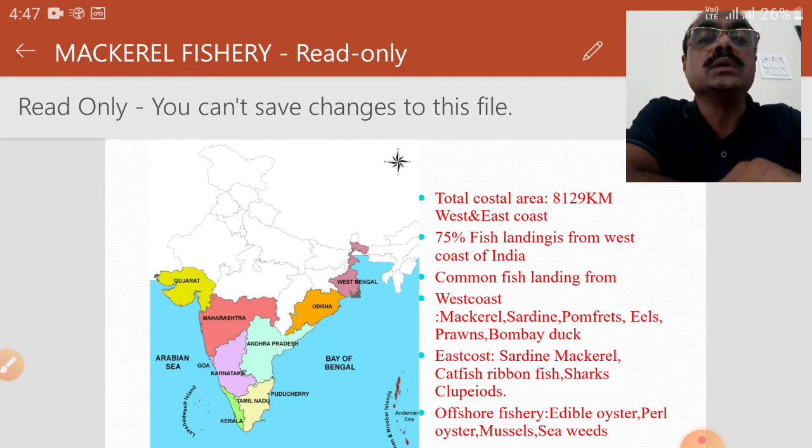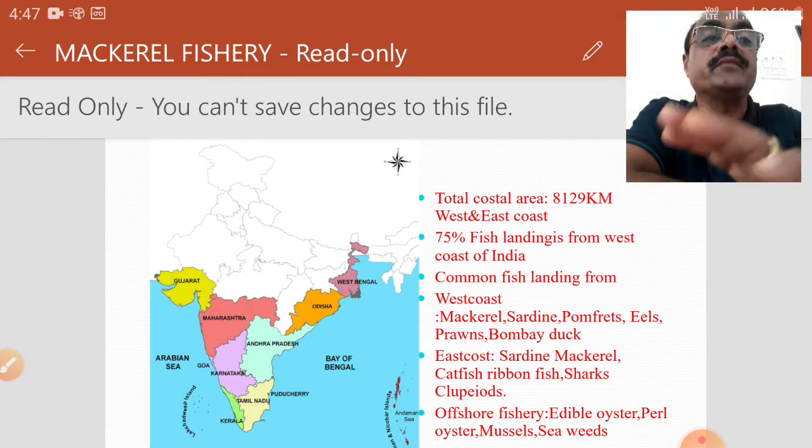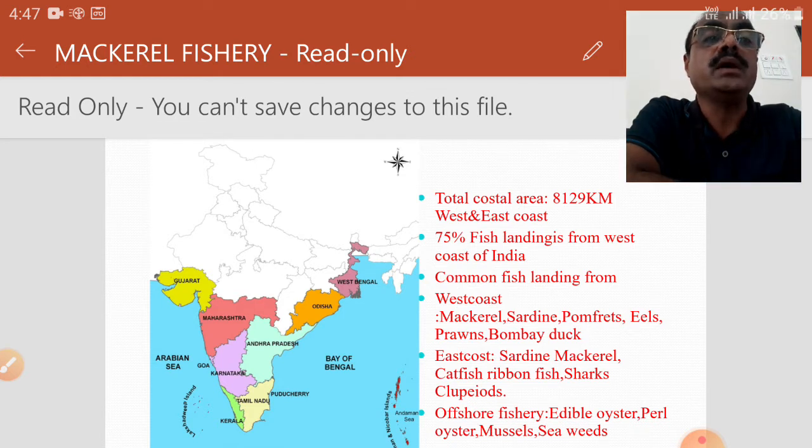Along with this, Diu and Daman are also available on the ocean, and all these are very useful for the production of different types of fisheries. The west coast of India is very productive as compared to the east coast of India.